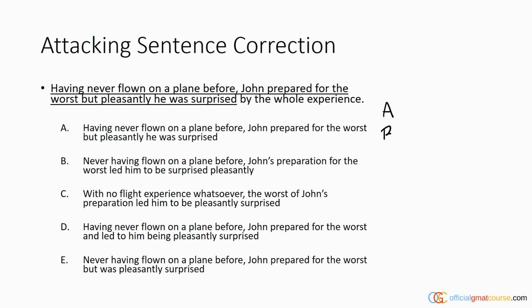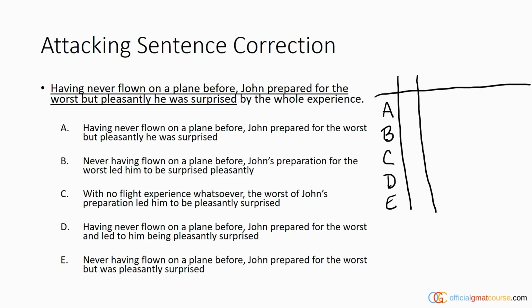So on your paper, I want you to write out A, B, C, D, E, and drop a vertical line and then a horizontal line across the top like that to create a grid. And in this grid, we're going to keep track of our answer choices. Now, I typically only make the first column when I'm attacking the first question, then drop it down another line for question number 2 and 3 and so on.